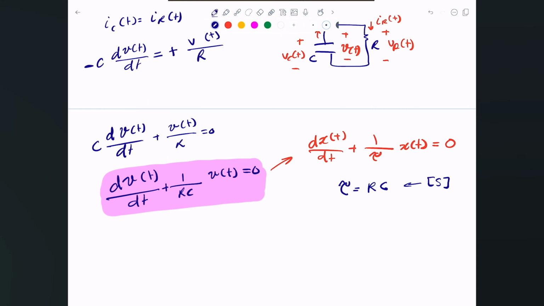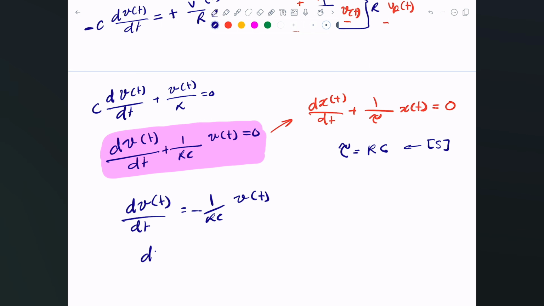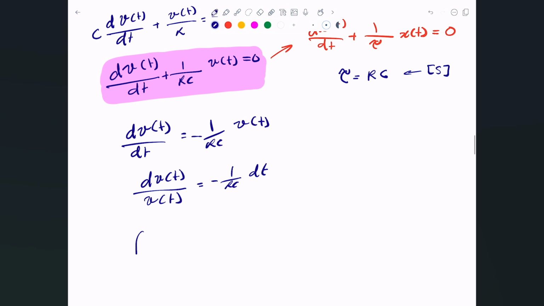I'll solve it with the simplest case, which is to isolate the v and the dv to one side and the t to the other side. With a little bit of algebra, I'll end up with dv of t divided by dt equals negative 1 divided by RC times v of t. That means dv of t divided by v of t equals negative 1 divided by RC times dt. If we take the integral of both sides, instead of v of t, I'm going to say y, so dy divided by y from v of t0 all the way to v of t, equals negative 1 divided by RC, integrated from t0 to t of dx.